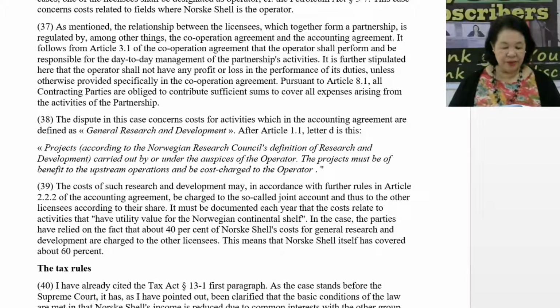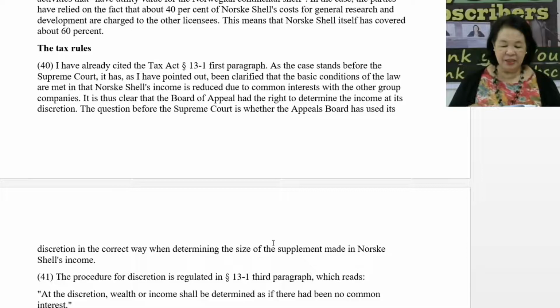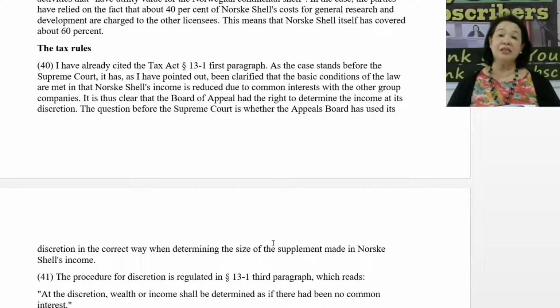So the tax rules. The Tax Act, Section 13-1, first paragraph, as the case stands before the Supreme Court, it has, as pointed out, been clarified that the basic conditions of the law are met. No? So, na-met naman yung conditions ng law. In that Norske Shell's income is reduced due to common interest with the other group companies. It is thus clear that the Board of Appeal had the right to determine the income at its discretion.